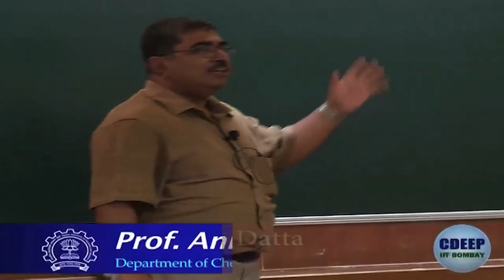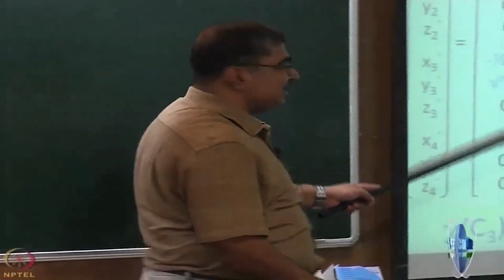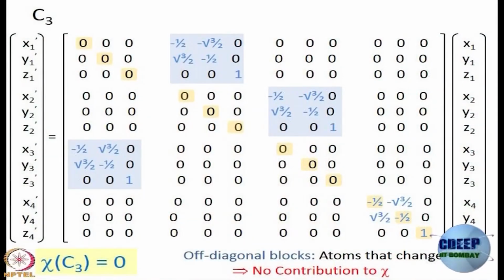So, we continue our discussion of this symmetry of normal modes of a D3H molecule with 4 atoms, and so far we have reached this situation where for C3 we have a 12 by 12 matrix and the character is 0. Okay. Why is it 0? Because this minus of exactly offsets plus 1.